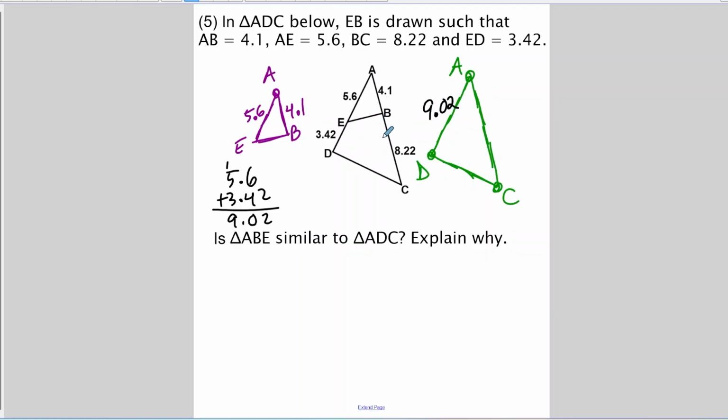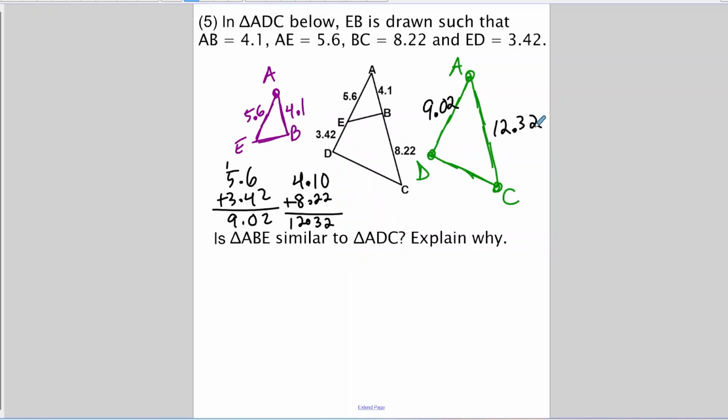And then this side over here, AC, we could find by doing 4.1. I'll write 4.10 and adding 8.22. When we add these two, we're going to get 0.32 over here, and 4 plus 8 is 12. So this side is 12.32.